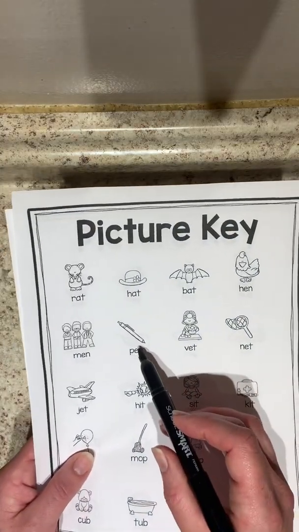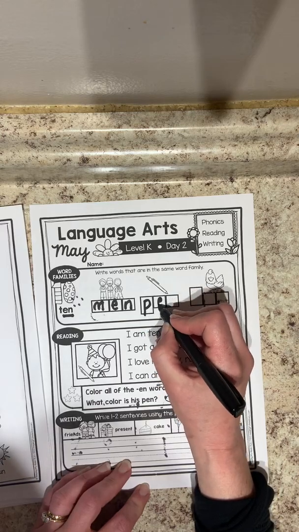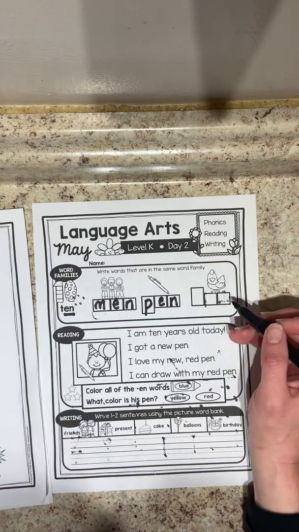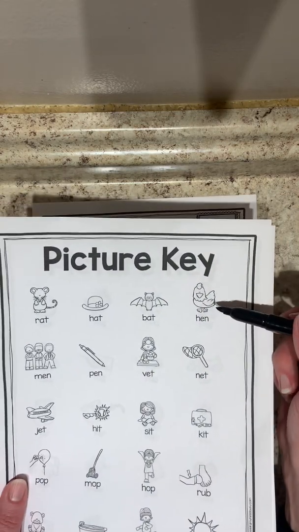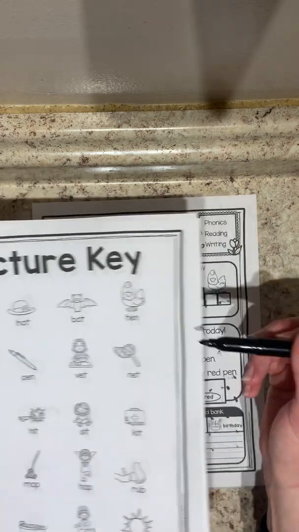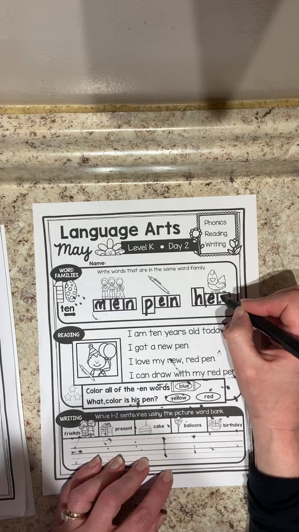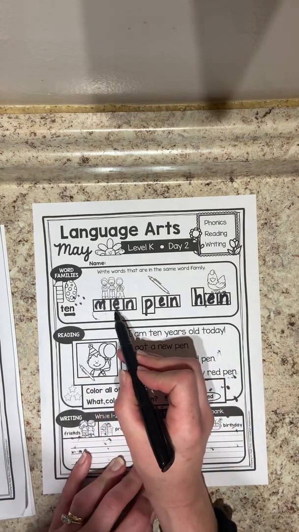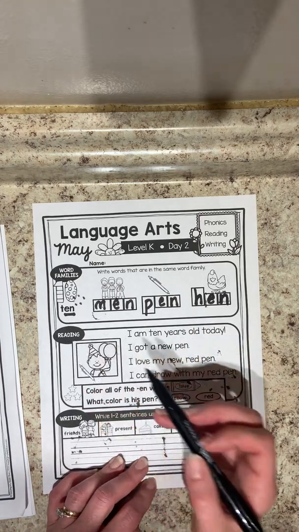I see it's a pen. And that's spelled P-E-N. You can look at your picture key or sound it out. Last one, this looks like a bird. Maybe I'm not sure what it is, so I'm going to look at my picture key and find that bird. And it says H-E-N. Let's sound that out together. Hen. There's our word families. Ten, men, pen, hen.